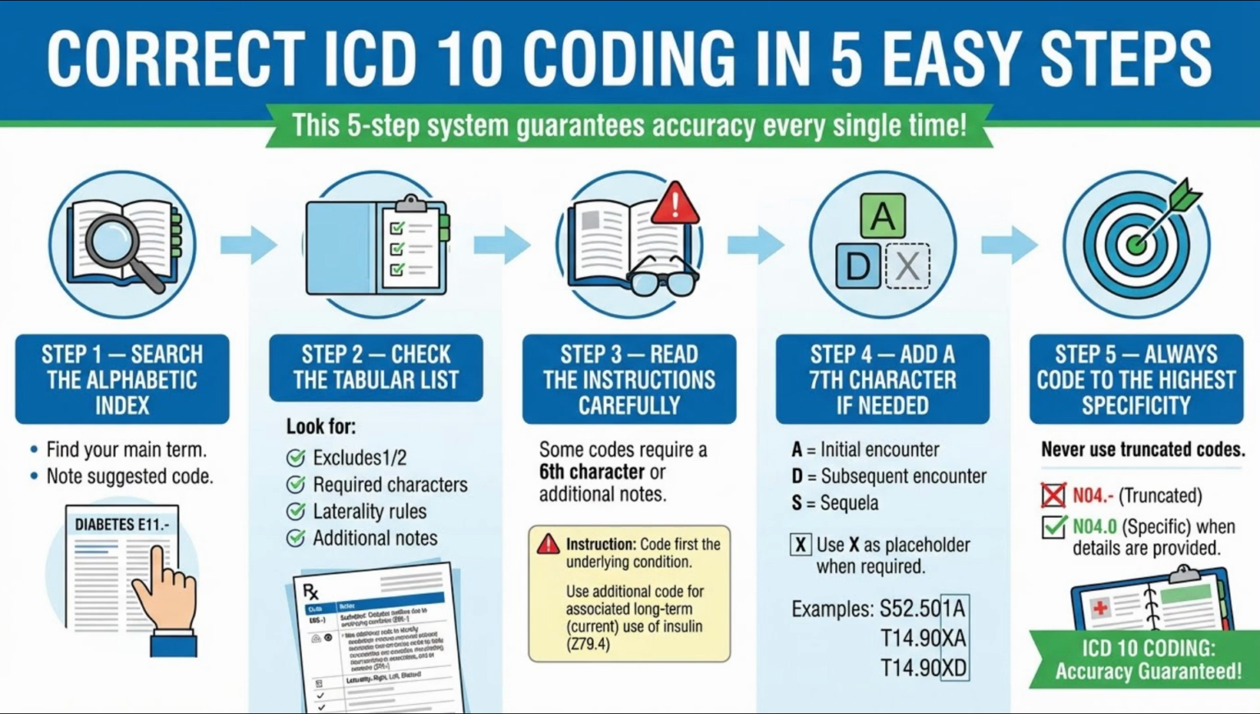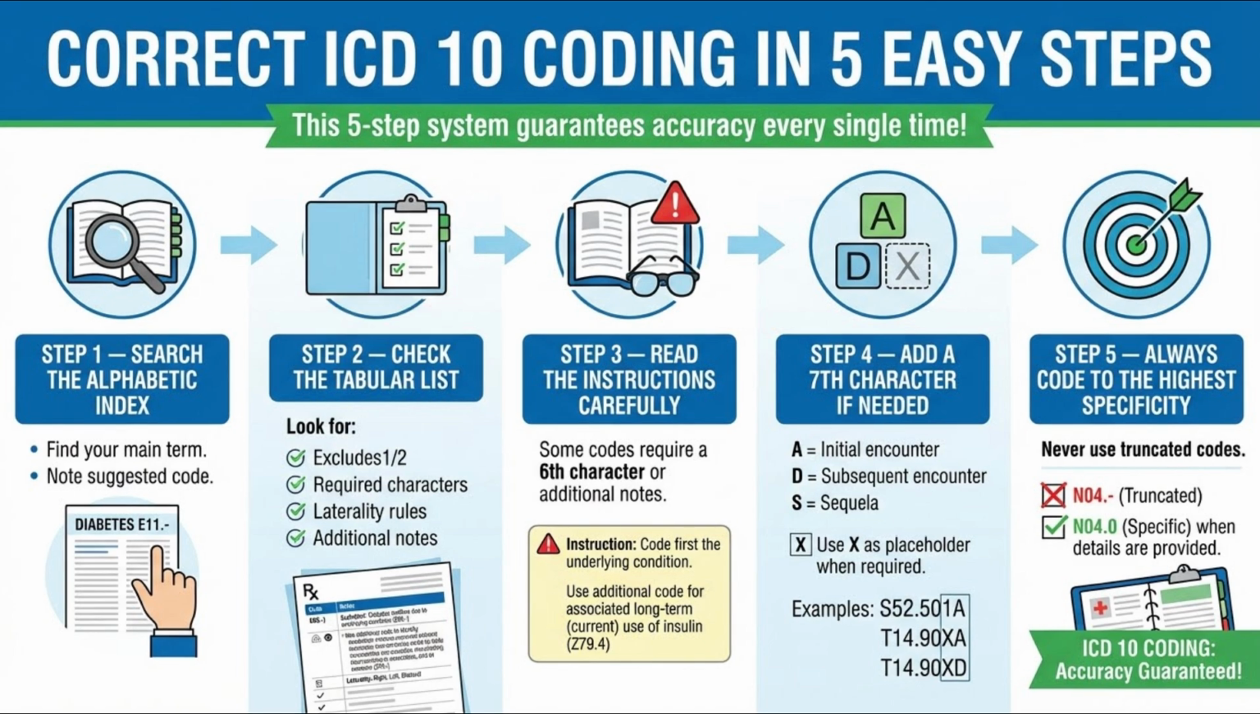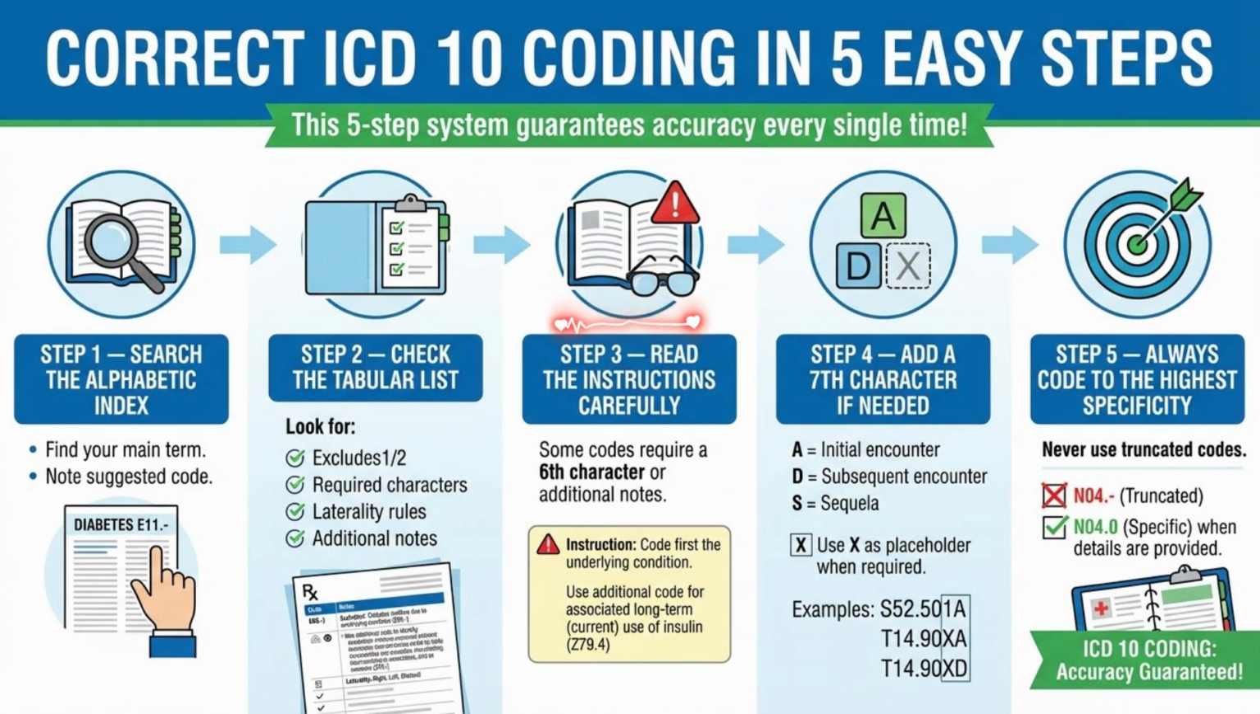ICD-10, correct code in 5 easy steps. Let's code the right way. Step 1. Search the alphabetic index. Find your main term. Note the suggested code. Step 2. Check the tabular list. Look for excludes 1 or 2, required characters, laterality rules, additional notes. Step 3. Read the instructions carefully. Some codes require a 6th character or additional notes.